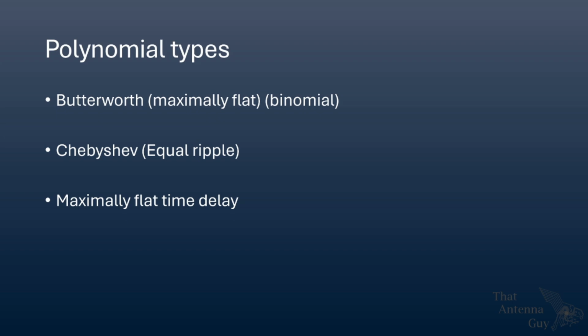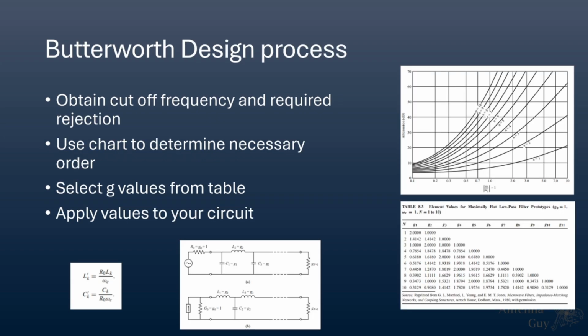I will now go over the design process with the Butterworth. However, you can use the same design process for all 3 different polynomial types. I will just be including the charts and the tables for the Butterworth in this example. So your first step is to obtain the cutoff frequency and the required rejection, and then use the chart on the right here to take the ratio of the frequency at which you want your rejection to your cutoff frequency, take the absolute value, subtract 1, and then look at the attenuation that you want at that frequency.